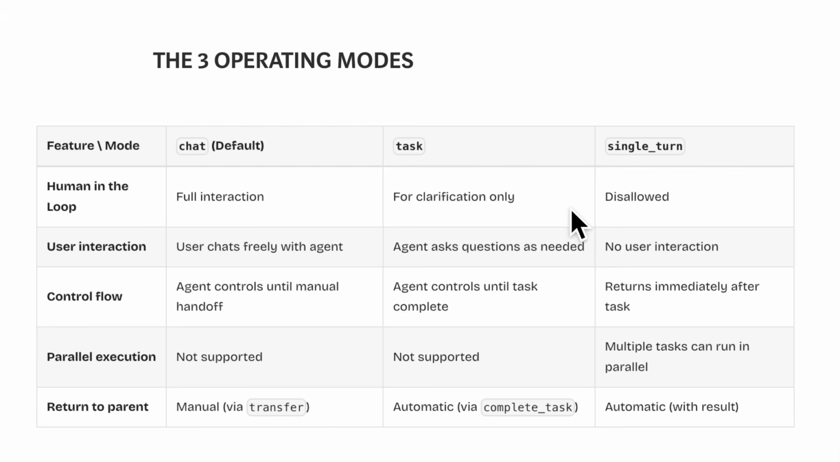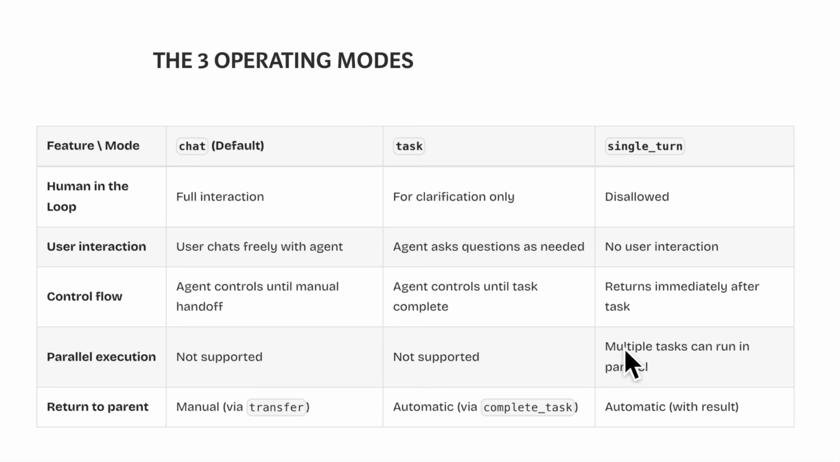Finally, you have the single turn mode. This is basically when you want to hand off a task to an agent and let it complete it and then return back to the parent agent. So human in the loop is completely disallowed. There is no user interaction, and this returns immediately after the task is complete.